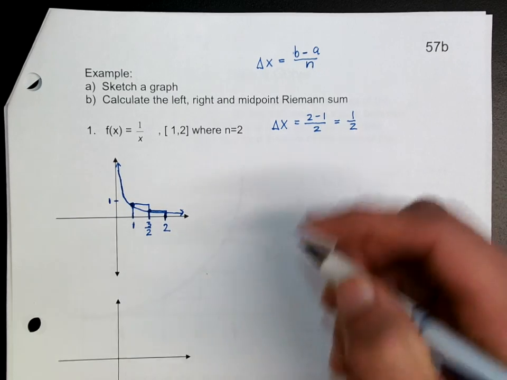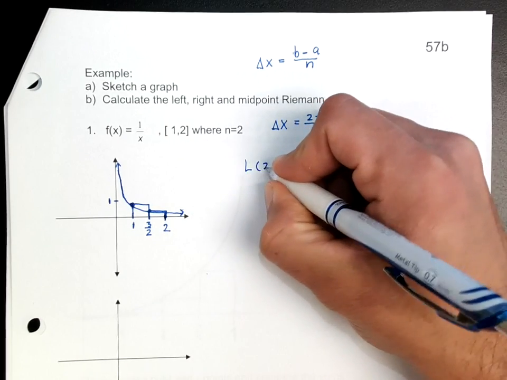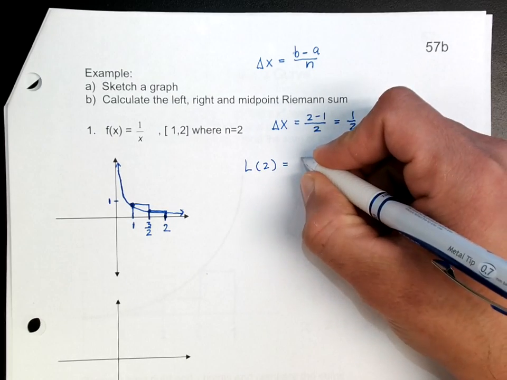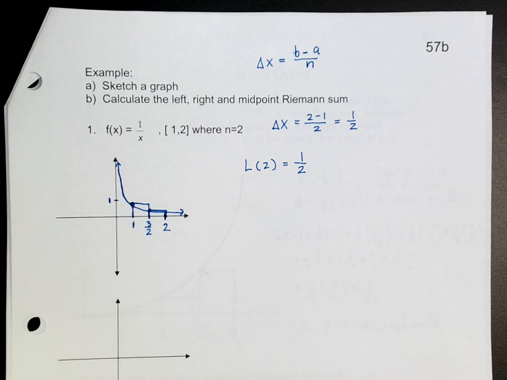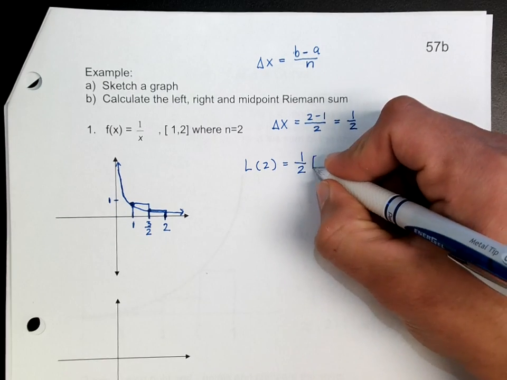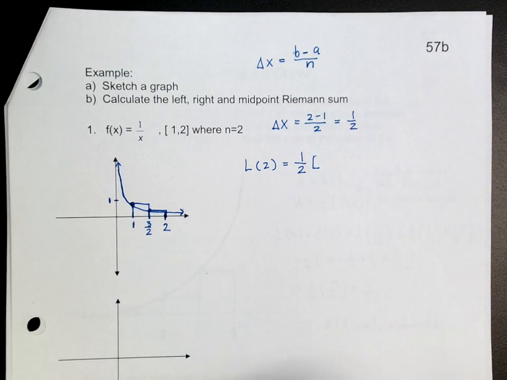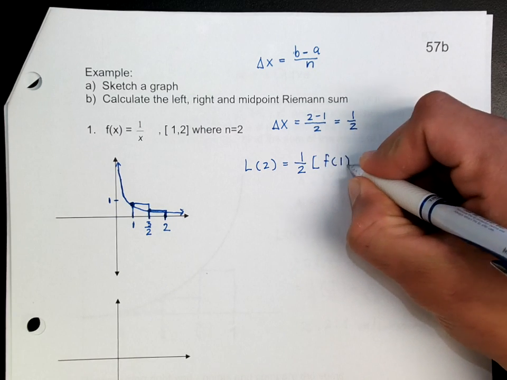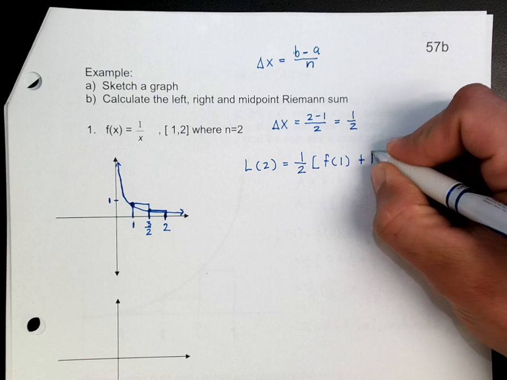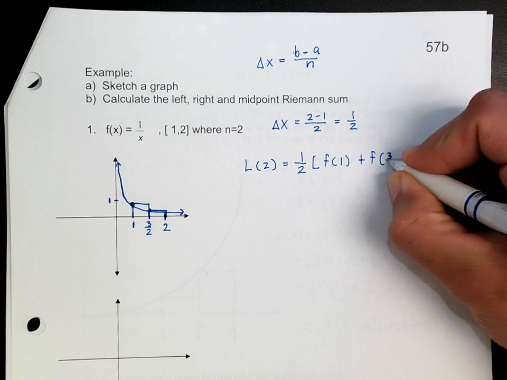To figure this out, the left sum is going to be equal to delta x, which is 1/2, times the width of each one of these. We know that the width of these rectangles is not going to change, so we're going to write it like this. To figure out the height, that would be f of 1 and f of 3/2.